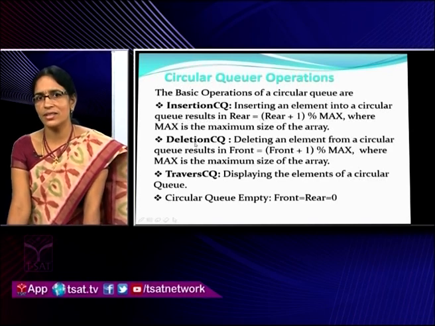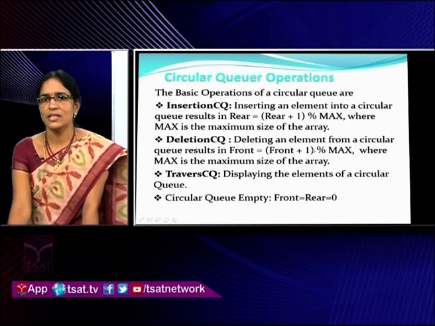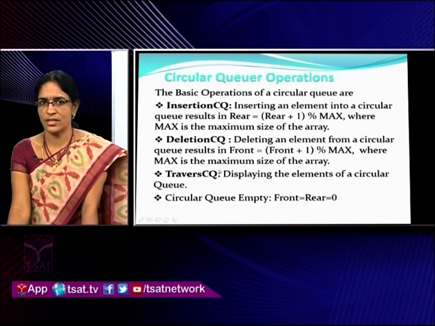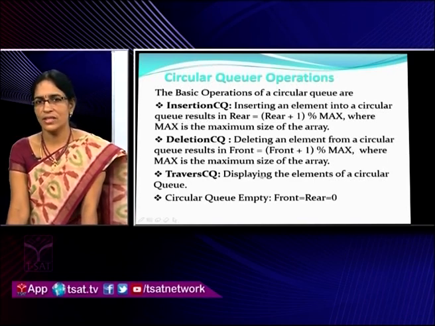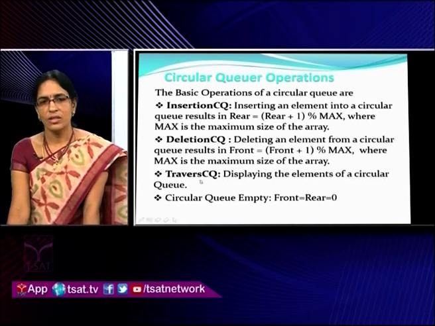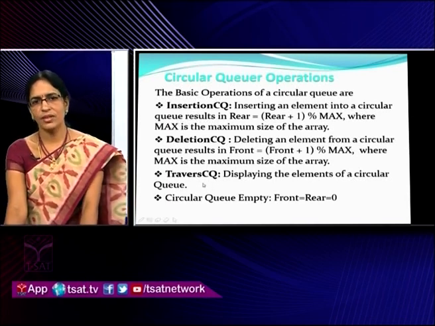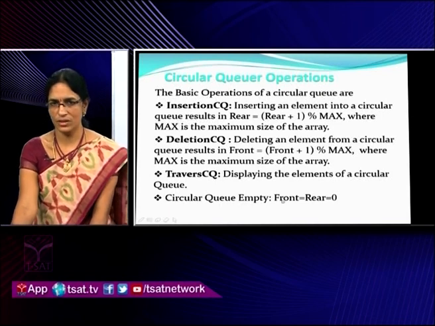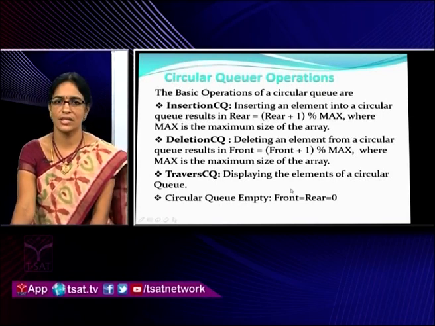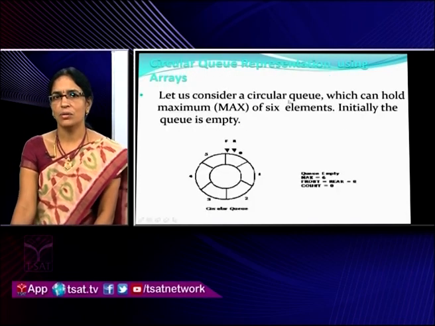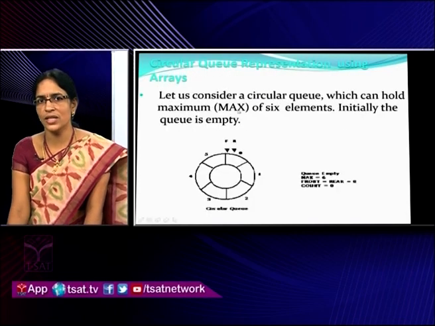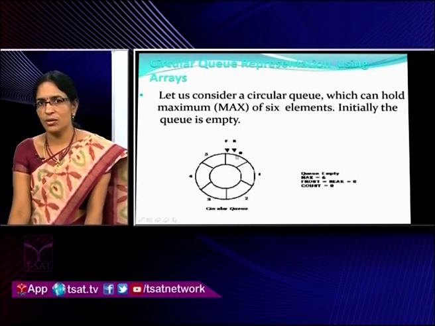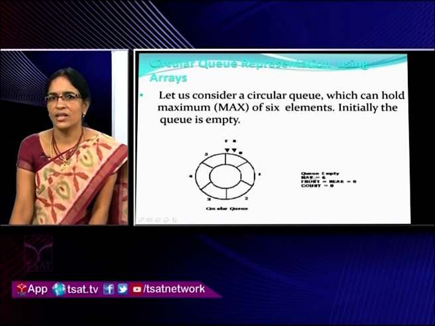Coming to deletion, front plus 1 means the front element is removed first and then front is incremented after deletion. Traversal, displaying the elements of a circular queue, is nothing but the traverse operation. We say that the queue is empty if front equals rear equals 0, so we can say the circular queue is empty. This is how the circular queue is represented using arrays. Here the circular queue size is 6, and initially the queue is empty.